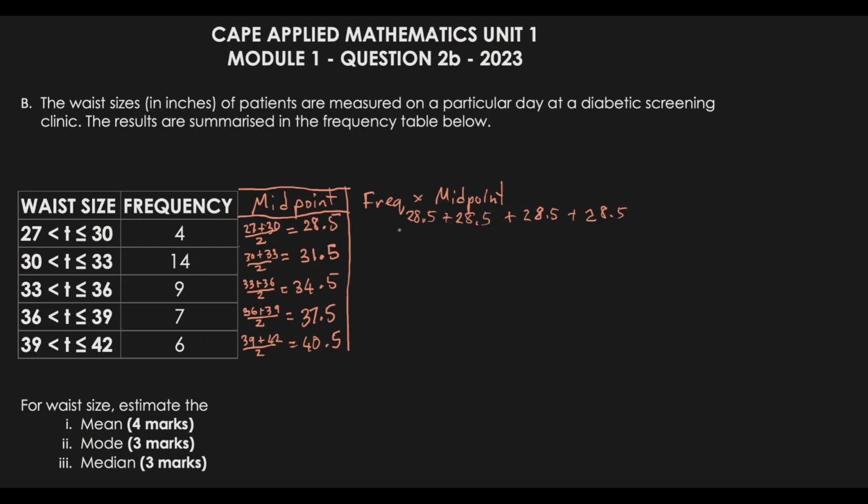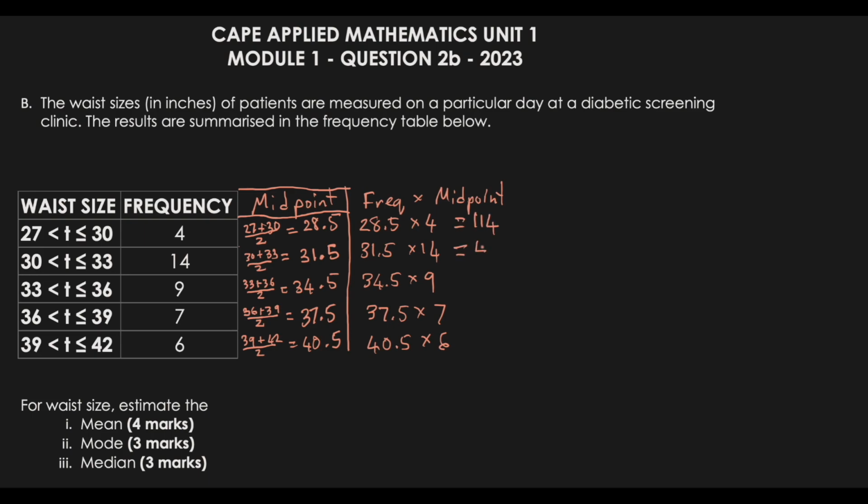So now when we add up all those values together, we can divide them by the total. It's just like we're working out an average. So we'd have 28.5 times 4, 31.5 times 14, 34.5 times 9, 37.5 times 7, 40.5 times 6. This would give us 114. This would give us 441. This would give us 310.5. This would give us 262.5. This one would give us 243.